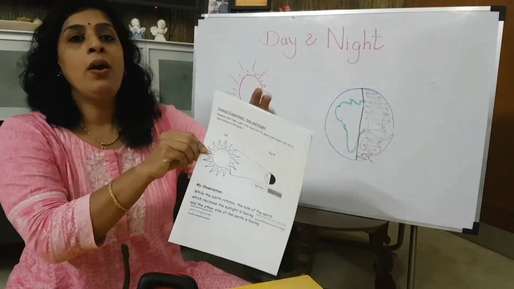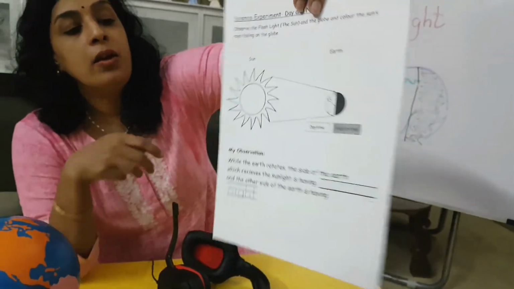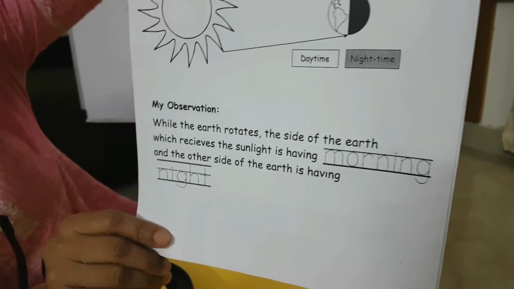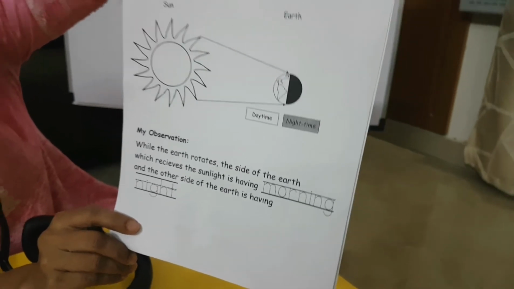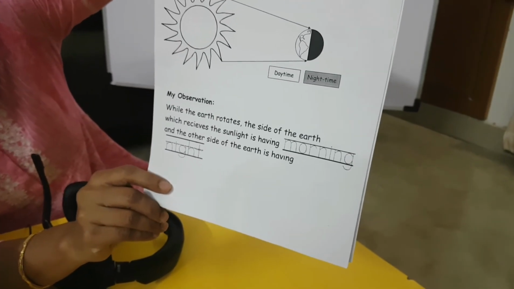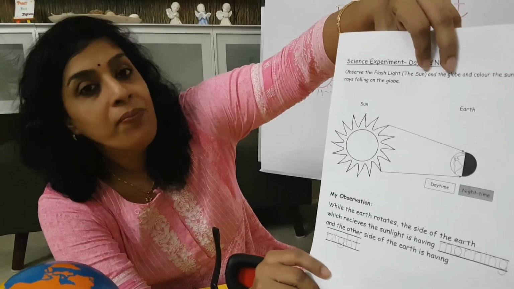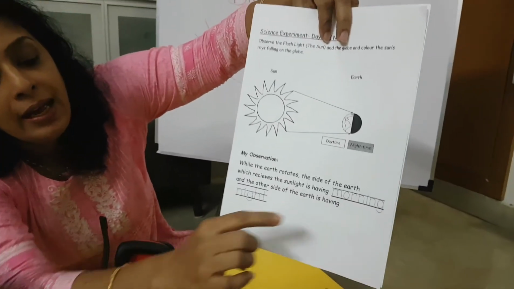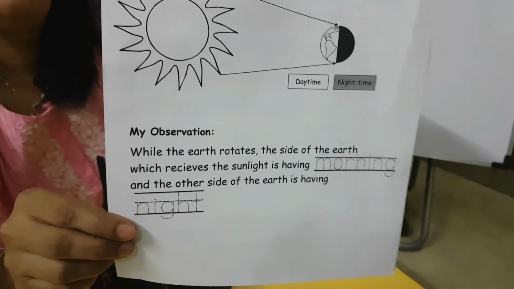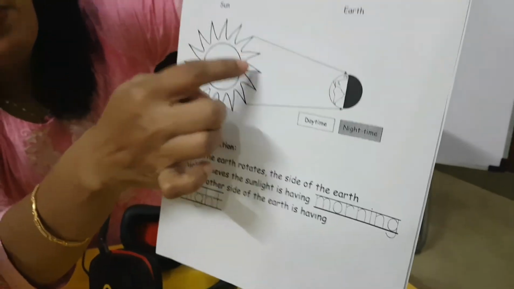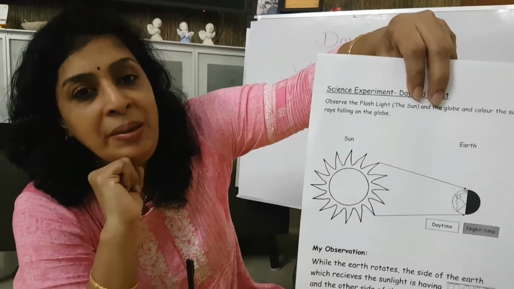So now you will take your worksheet which I have sent to you. And you are going to write this inside these tracing lines. Okay? I have written there, while the earth rotates, the side of the earth which receives the sunlight is morning, and the other side of the earth is night. Okay? Morning and night. I know you will not be able to read it, it is okay, but just write it in this and color the picture here. I want you to color the sun and let the sun's rays fall on the earth.